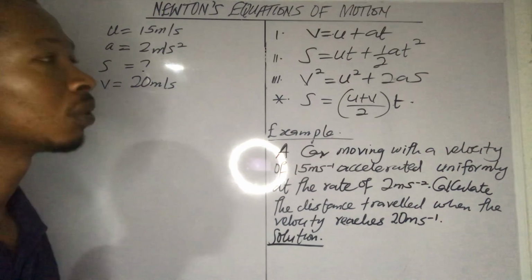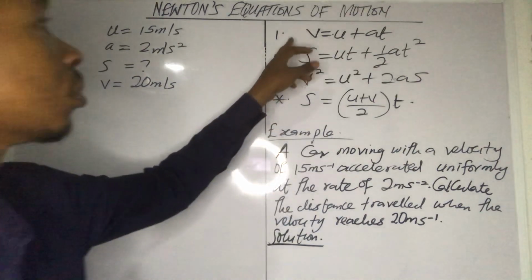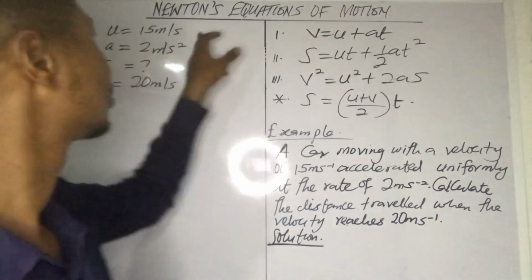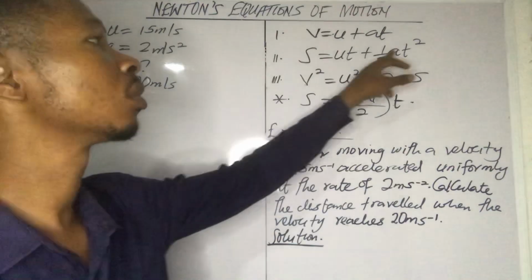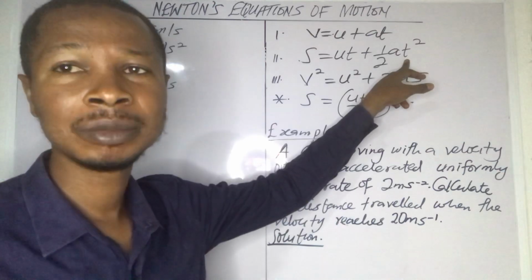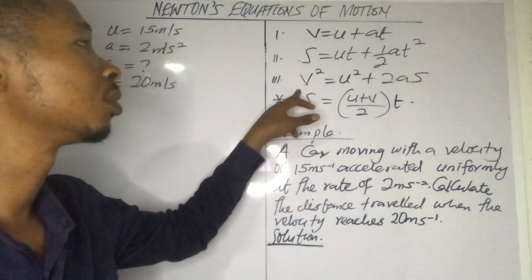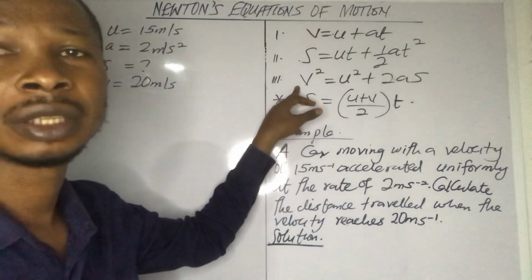I was hoping that you would say it is equation 3, because equation 1 contains time and there's no time here. Equation 2 also contains time, though it has distance that I'm looking for, but because it has time and there's no time in the parameters, I cannot use equation 2. So I'm going to use equation 3.